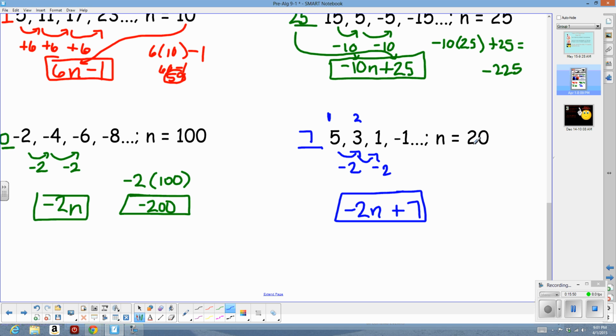Now to find the 20th term, you're going to plug that in for n. Negative 2 times 20 plus 7. Negative 2 times 20 is negative 40. Negative 40 plus 7 is negative 33.